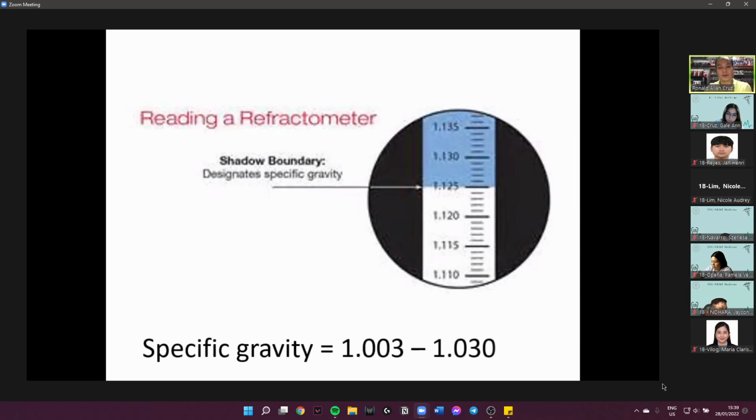So this is your normal, no, specific gravity. So it could be as dilute as 1.003 to as high as 1.030. So if you go beyond 1.030, then you are dehydrated already. No? So you might want to take in lots of water.